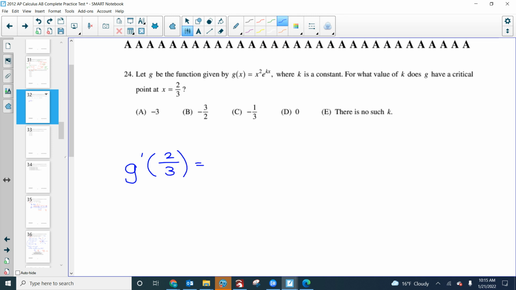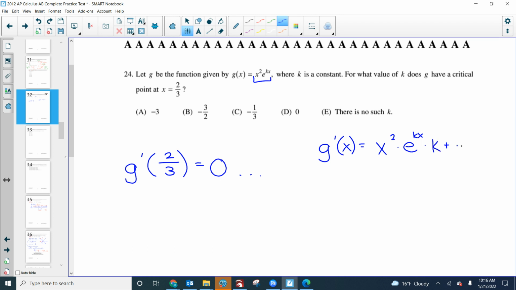Do you know what g prime of 2/3 must equal? 0. You understand that? Now, there's some work to be done here. We better find g prime of x. Well, what is the appropriate derivative rule here? x squared times e to the kx. Product rule. Good. First, the derivative of the second is e to the kx times k. Do you agree with that? If it was e to the 5x, it would be e to the 5x times 5. So e to the kx times k.